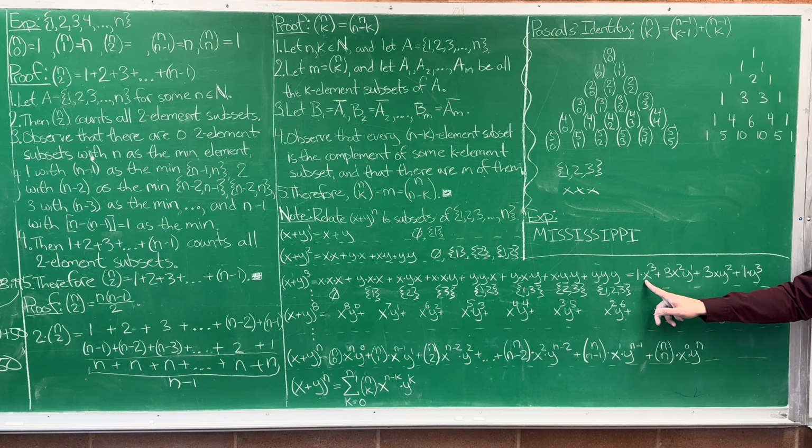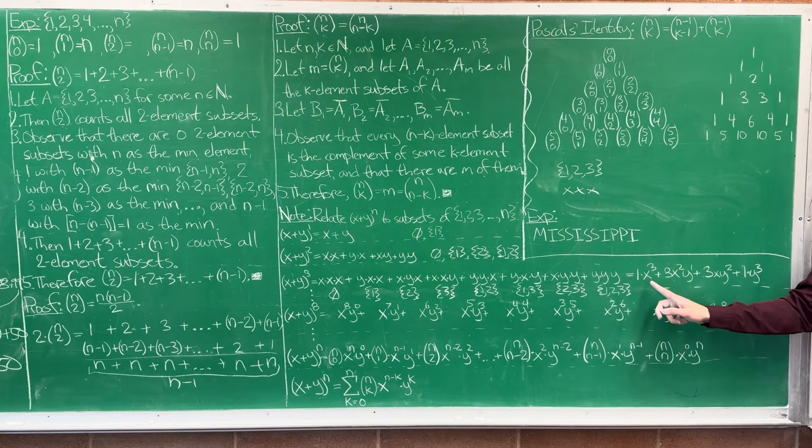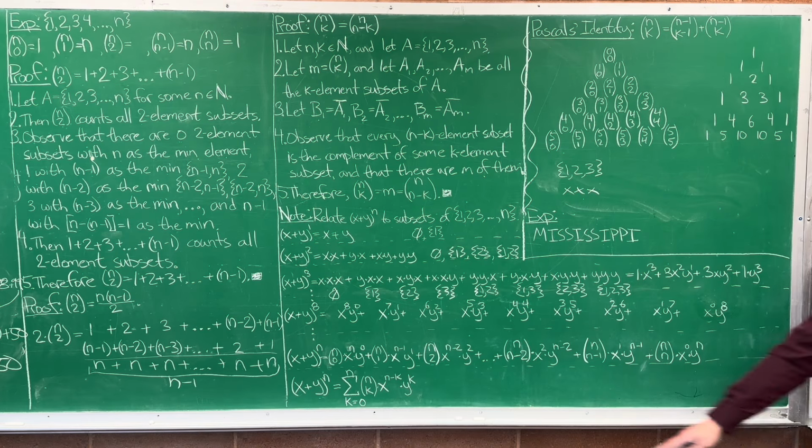So think about what the x meant. The x meant don't include the element. If I had x all 3 times, that meant don't include any of them. So that's the same as how many 0-element subsets were there of a 3-element set? 1. It's one that didn't include any of them. This one had 1 y, which meant we only included 1 element. So how many subsets had 1 element in them? 3. How many had 2 elements in them? 3. How many had all 3 elements in them? 1. And so you see how these coefficients are now counting the number of subsets you can make from an n-element set.